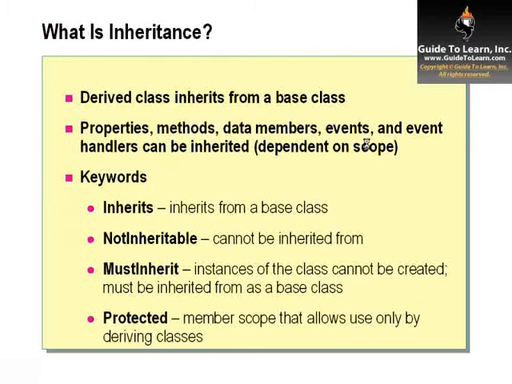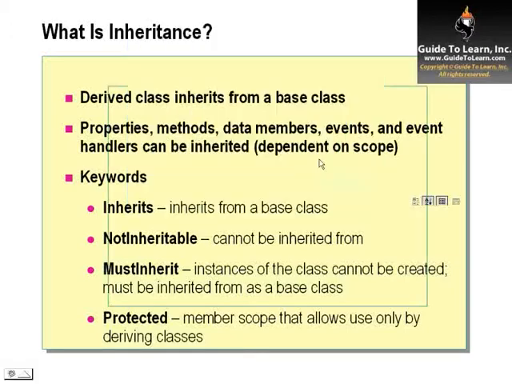The inheritance concept is when you have a class and you want to use an existing class within another class. You inherit from it. In other words, you're going to take advantage of some of the functions, properties, and methods of one class already. You don't have to redefine them again. So the derived class inherits from the base class. The properties, methods, data members, events, and event handlers can be inherited depending on the scope.